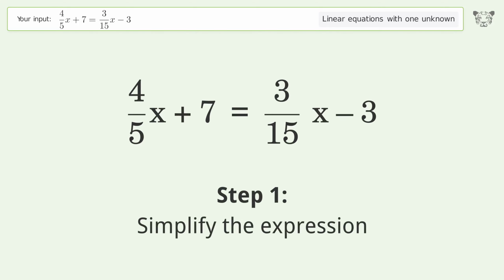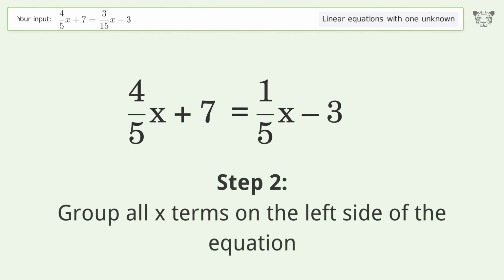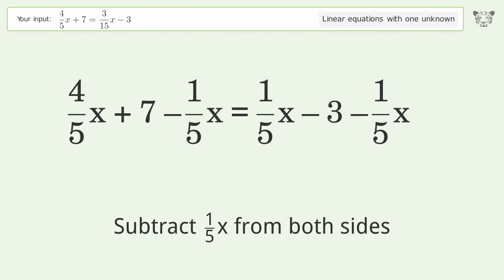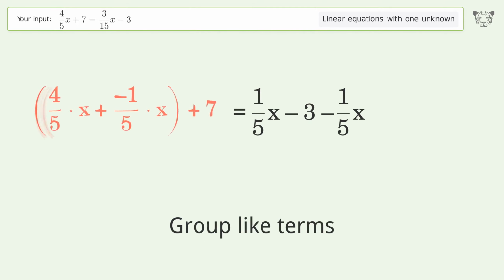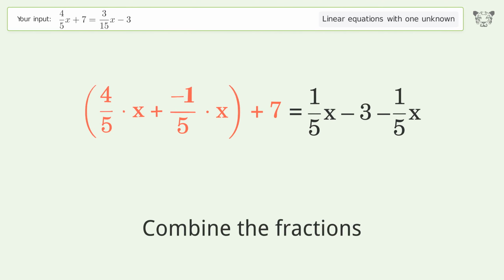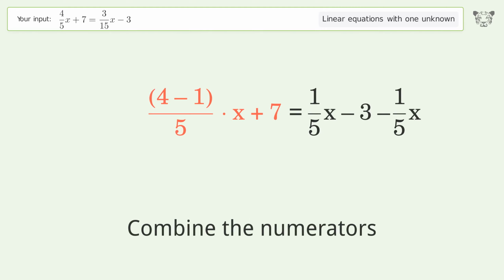Simplify the expression. Combine like terms. Group all x terms on the left side of the equation. Subtract 1/5x from both sides. Group like terms. Combine the fractions. Combine the numerators.